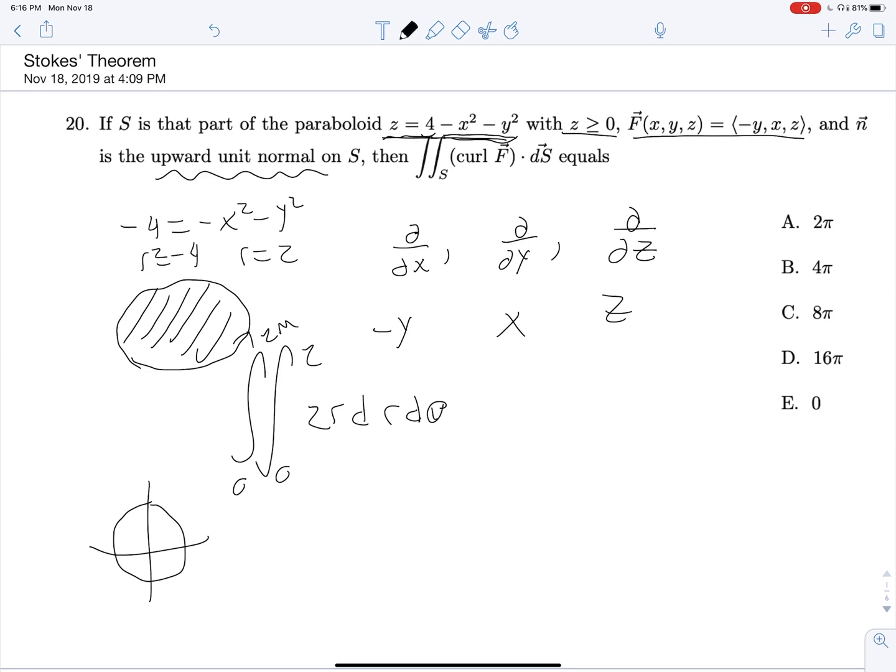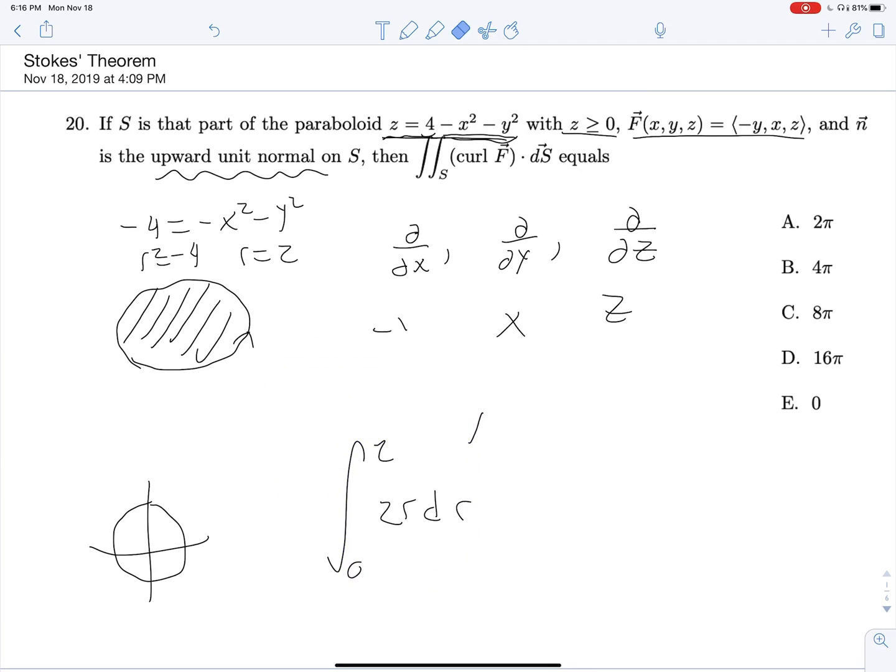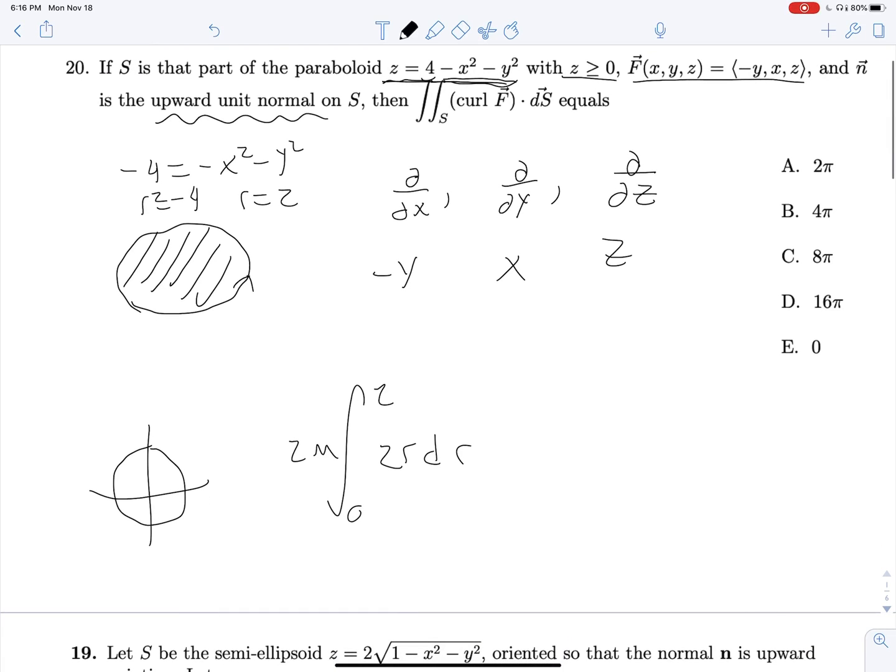And we're not dependent on theta, so we can get rid of d theta, move everything over so we have a little bit more space, and multiply the outside by 2 pi. So now it's just a matter of integrating. We're going to get r squared on 0 to 2, which is 4 times the 2 pi that we had sitting out here, and 8 pi is our answer.